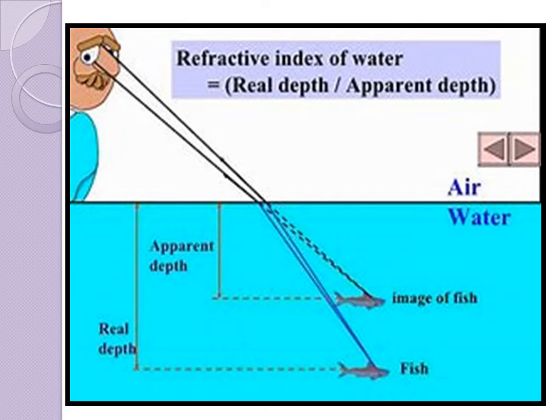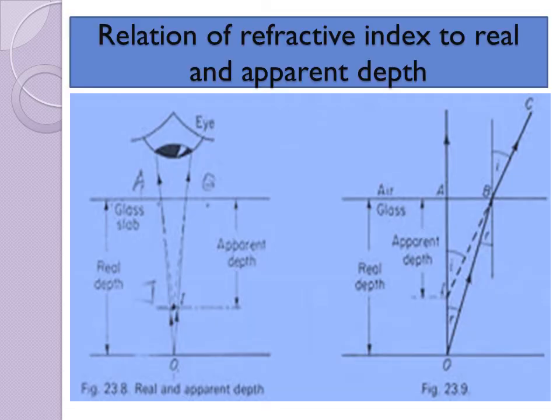But in the present case, the light enters from glass into air. In this case, we can find the refractive index of air with respect to glass by using Snell's law. We already know about Snell's law. In Snell's law, sin i upon sin r is equal to n. So let's move towards the formula of real and apparent depth.